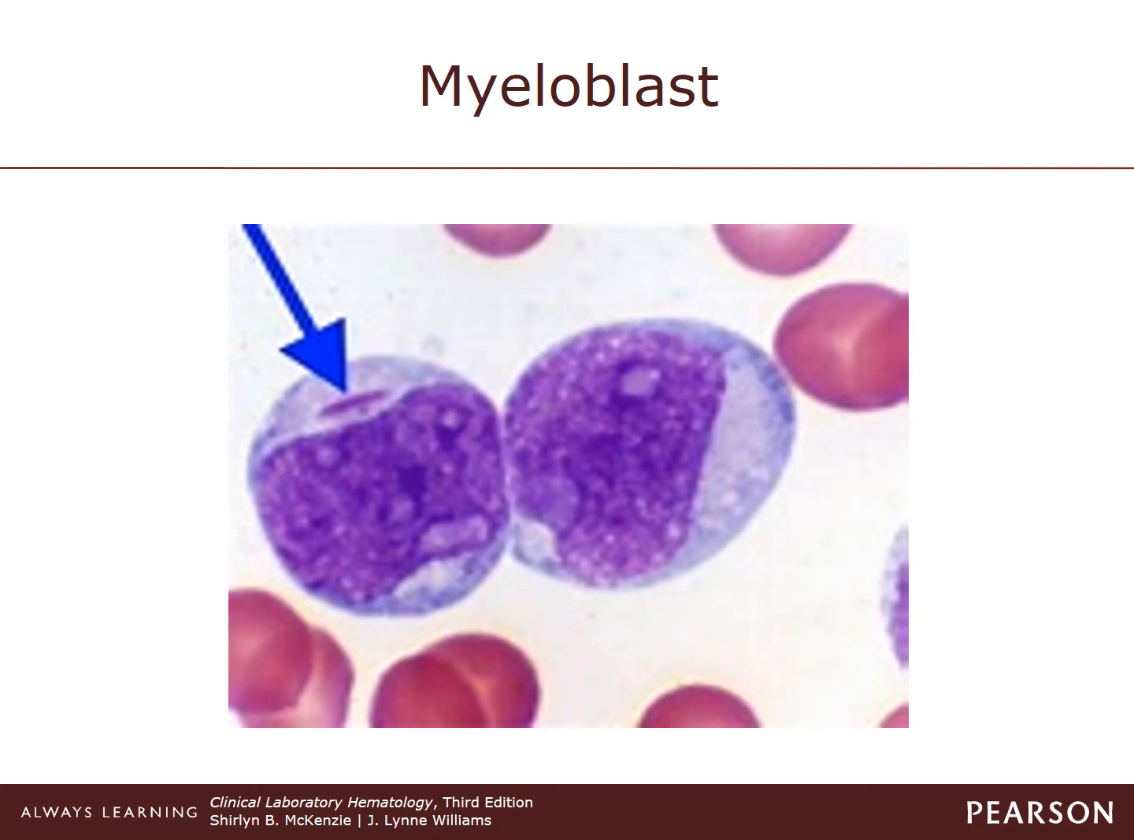So the presence of an Auer rod, okay, that is a fused or coalesced primary granule, and it looks like a rod-shaped inclusion in the blast, and this will exclude it from being a lymphoblast because it's only seen in the myeloblast. Okay, all myeloblasts have high nucleus to cytoplasm ratios and 1 to 5 visible nucleoli. Okay, you may start to see this little perinuclear halo area where the Golgi is also formed.